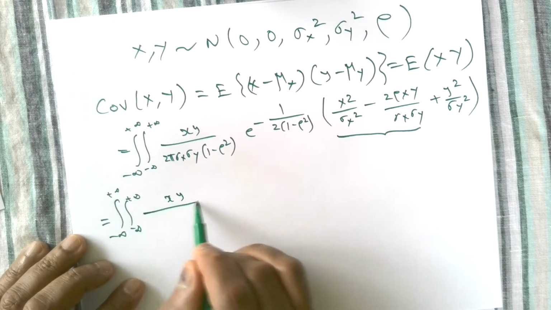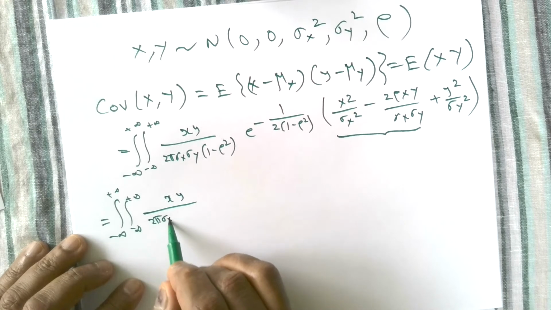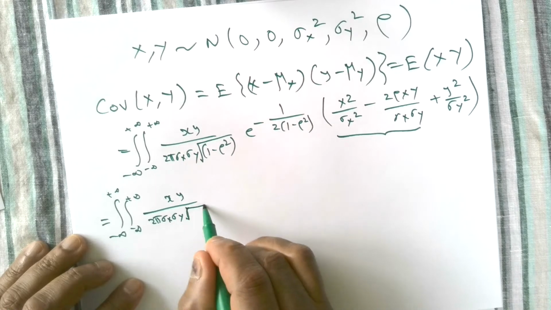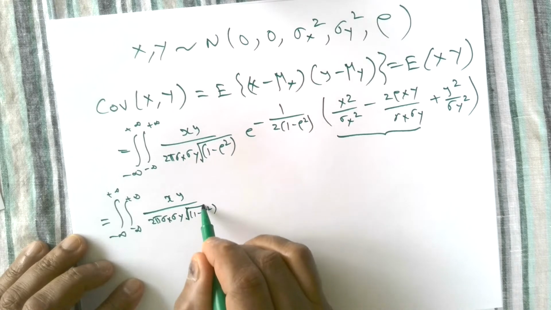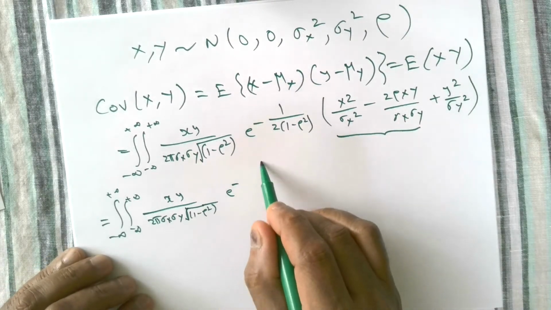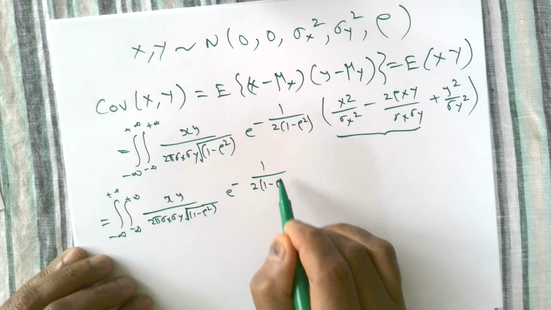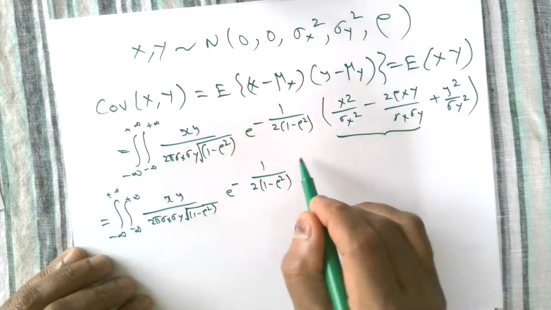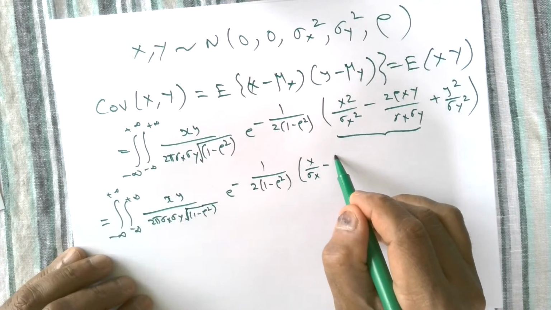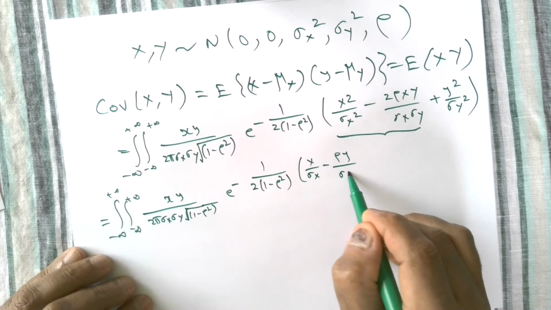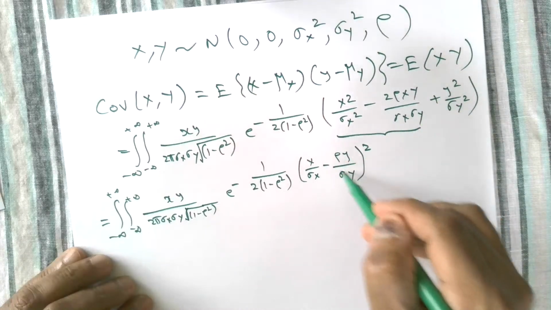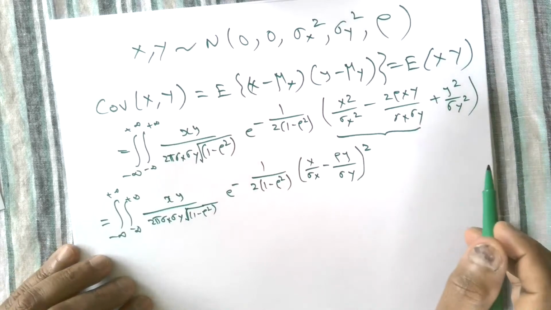So this is xy, the constants are as before, sigma x, sigma y, square root of 1 minus rho squared, e to the power minus 1 over 2 times 1 minus rho squared. So I'm going to complete the square here. So this is x minus rho sigma x over sigma y times y, the whole squared. And I'm going to add the square of this term, and subtract it outside from here.